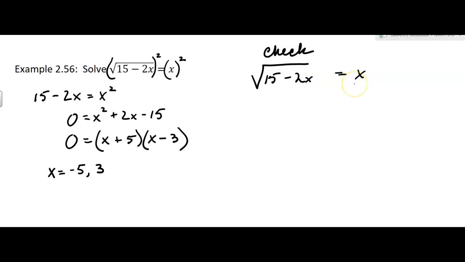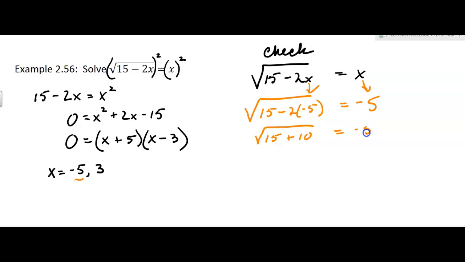That was the original equation. So first I'm going to try the negative 5. So I'll have the square root of 15 minus 2 times negative 5. Does that equal negative 5? So I'm putting in negative 5 for both of the x's, right? Okay, so on the left I get the square root of 15 plus 10. This isn't going to work, but just so you can see it. The square root of 25 is 5, not negative 5. So no, that one doesn't work. Cross it out.